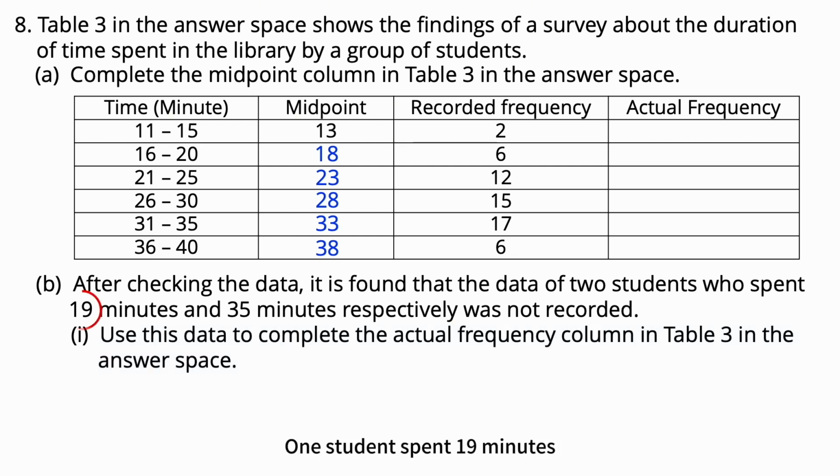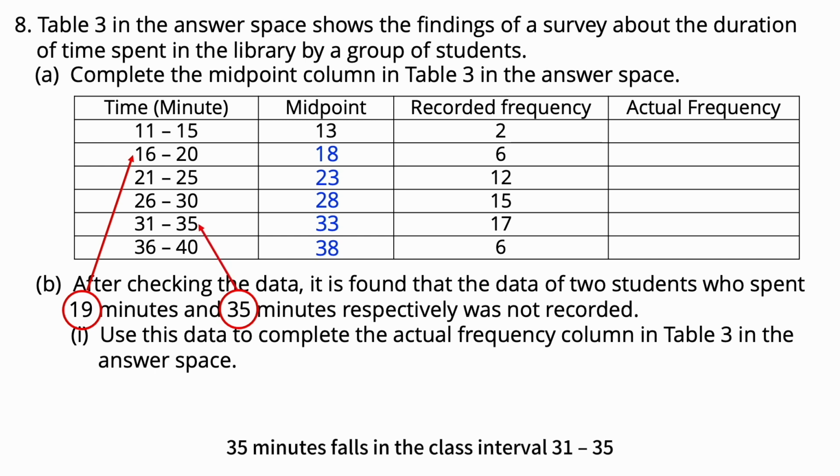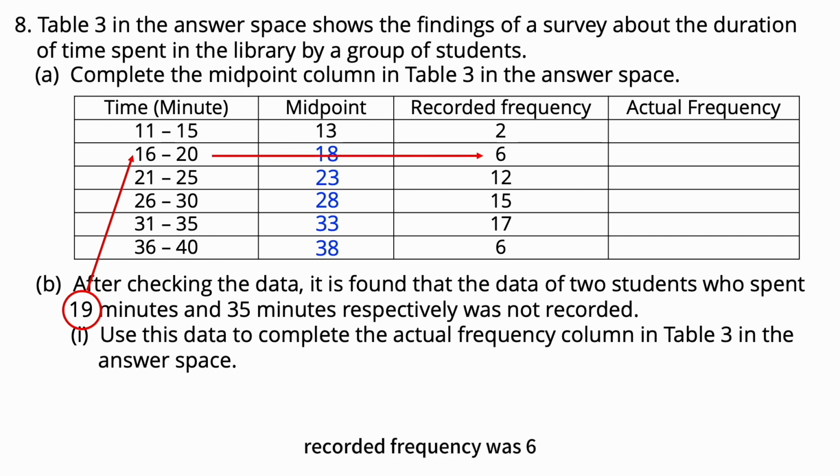1 student spent 19 minutes. 19 minutes falls in the class interval 16 to 20. Another student spent 35 minutes. 35 minutes falls in the class interval 31 to 35. Complete the actual frequency column by adding these missing students to the correct class intervals. For 16 to 20, recorded frequency was 6. Add 1 to this interval. 6 plus 1 equals 7.